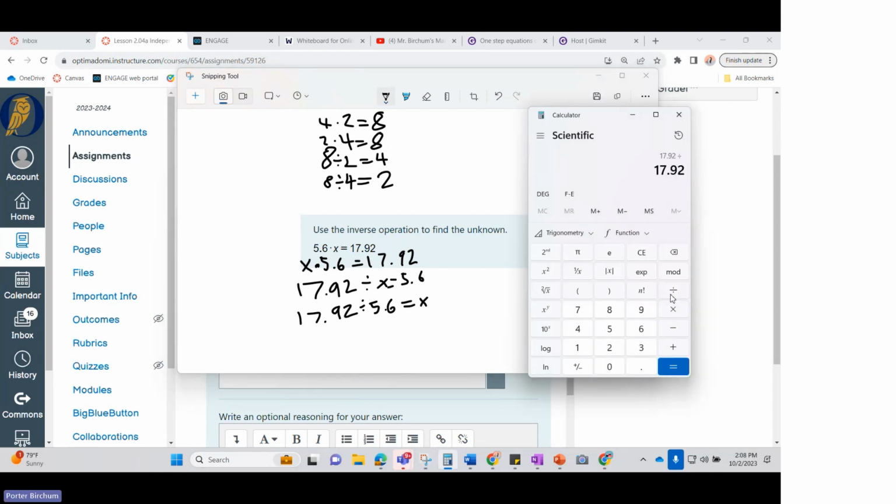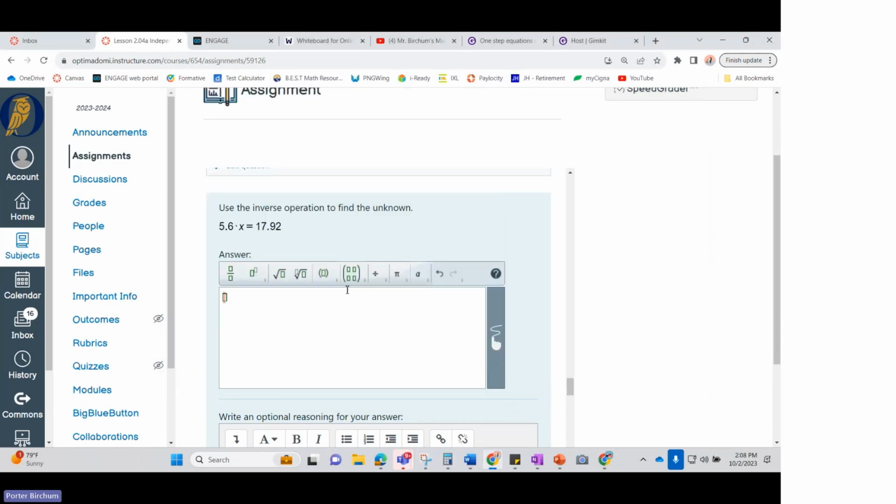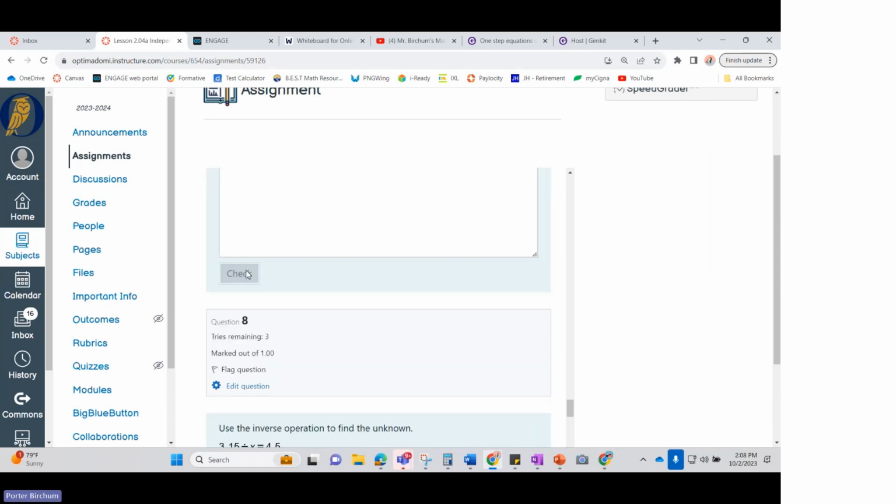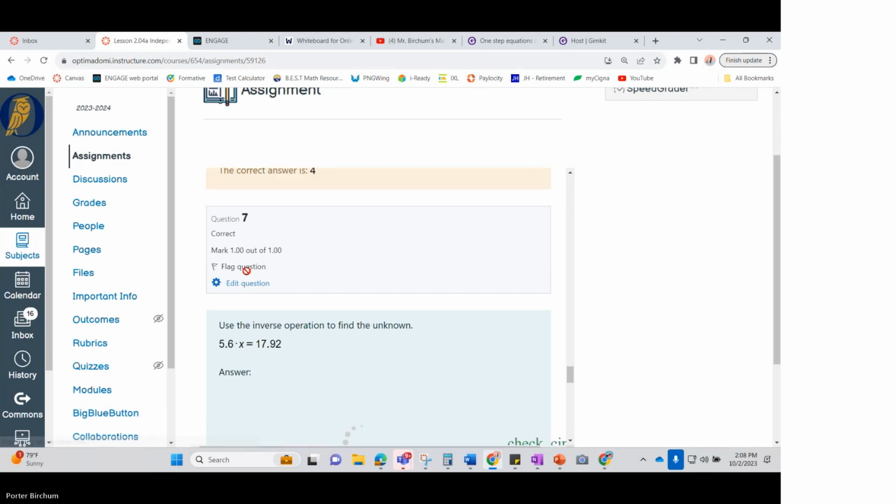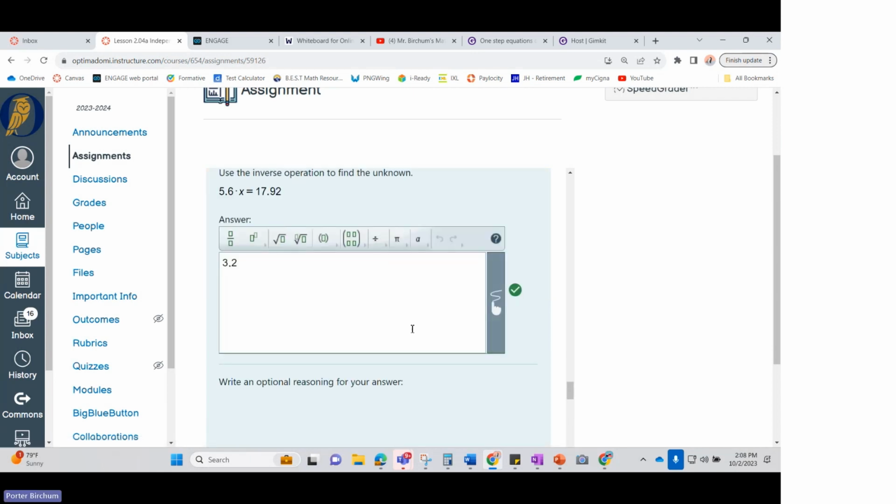17.92 divided by 5.6 equals 3.2. Let's just test that out, see if that is right. 3.2 times 5.6. Is that what it says? Oh, nice. It is. So it looks like our answer is 3.2. See if that's right. 3.2. We're nearing our last question. How sad. Yay, green check mark.